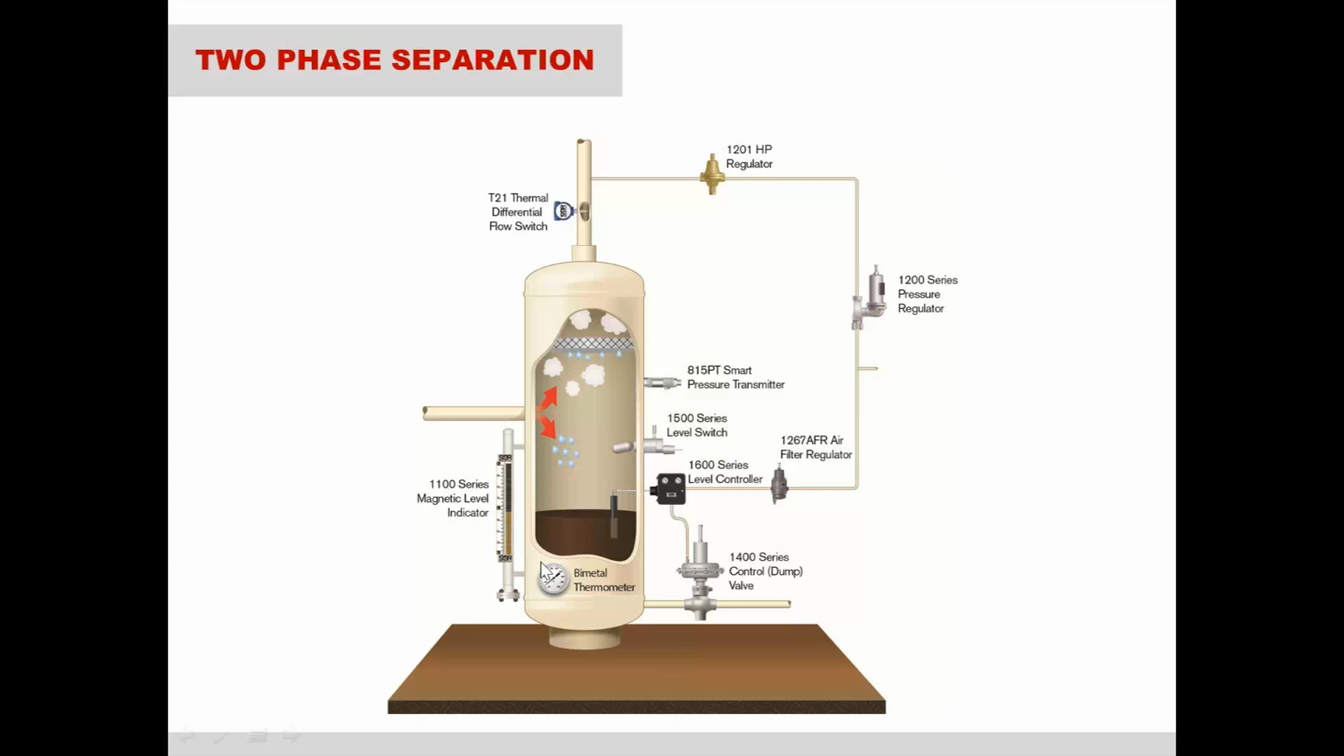We give visual indication of the separator temperature with the bimetal thermometer. And then everything you see over here on the right side is our pneumatically controlled dump cycle equipment. And what this is used for is to make sure that whenever the level gets high enough, the 1600 series level controller will tell the dump valve that it's time to dump some of that process onto the next stage of separation.